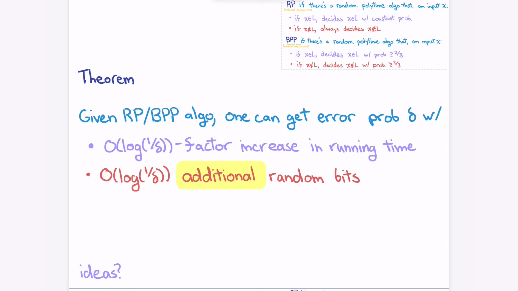I see. So it is true that for RP, the question was, can you just terminate early? Like RP, maybe you'll get a yes after just 3 rounds, right? But the problem is if you have a no instance, you'll just keep going.